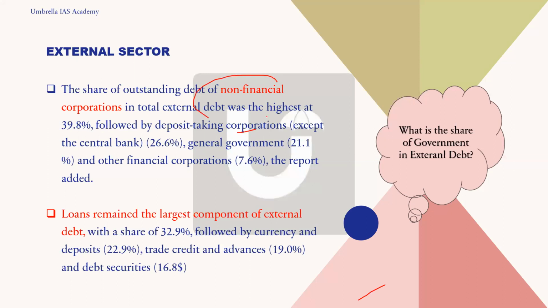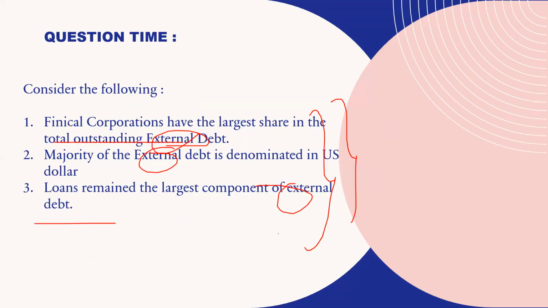Remember, you can easily be confused with this. They'll just remove "non-financial" and give you "financial corporation", so the statement is completely wrong. What should be here? Which is the largest share in total outstanding external debt? It is non-financial corporations, basically these private corporations.